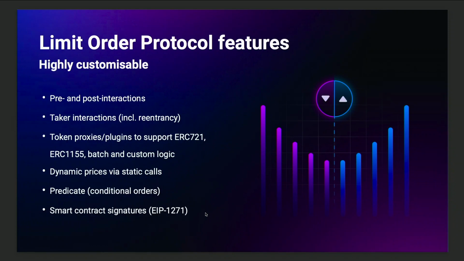And for sure, we support smart contract signatures. That's pretty easy, but some people don't know about this. So you can have a smart contract and still be a maker in limit order protocol. You will not have a real signature, because a digital signature is usually something involving your private key. But this thing allows smart contracts to have digital signatures.